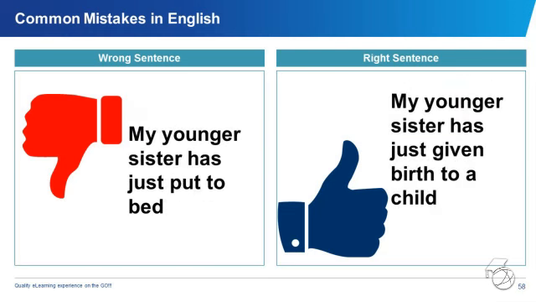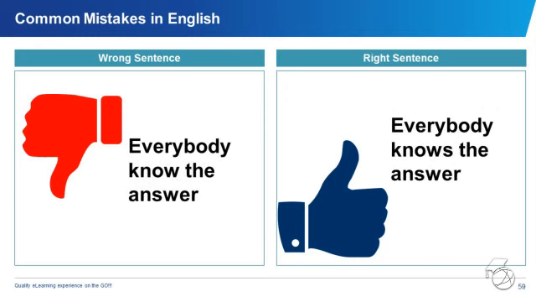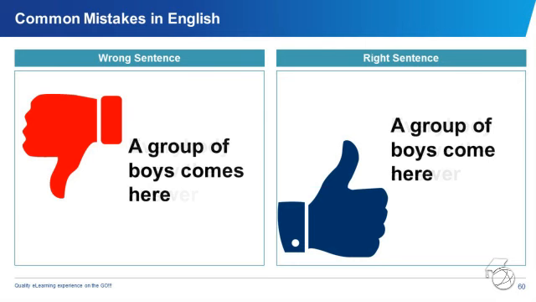My younger sister has just put to bed is wrong. It is correct to say, my younger sister has just given birth to a child. Everybody know the answer is wrong, but everybody knows the answer is correct. A group of boys come here is wrong, but a group of boys comes here is correct.